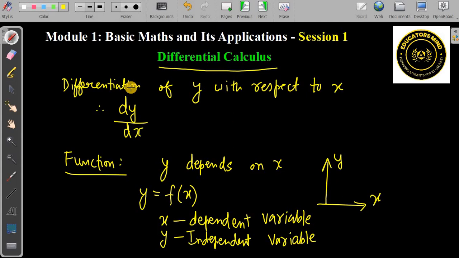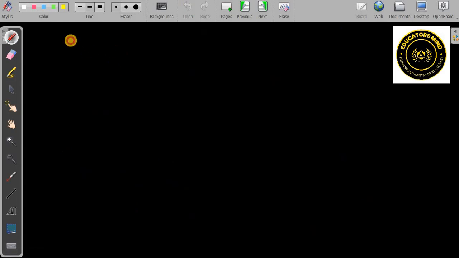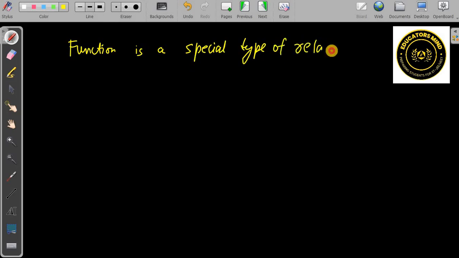So now the thing is that the relationship between x and y can be any type, but all such relations may not be function. Function is a special type of relation that we want to understand. Let's understand function, then we will come to dy by dx again. So function is what? Function is a special type of relation.